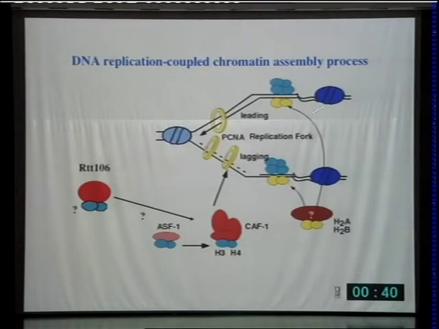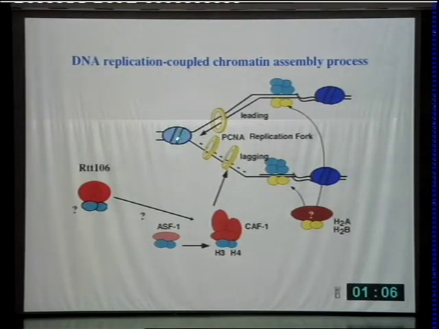So this is a simplified view of replication fork. This represents one nucleosome. In order for the replication machinery to replicate this nucleosome's DNA, this nucleosome must be temporarily disrupted. Immediately following replication, the replicated DNA is assembled into nucleosomes through two processes.